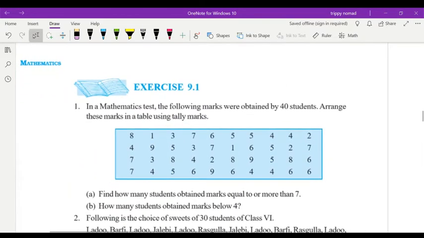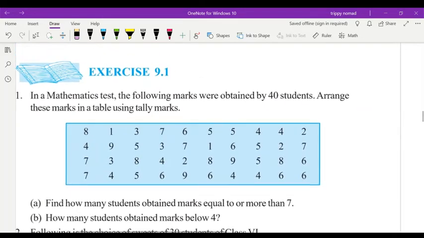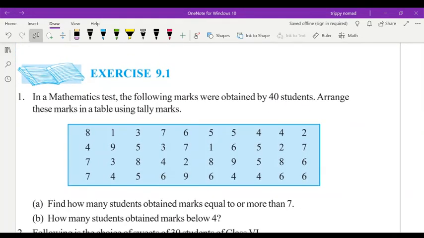Yes, this is exercise 9.1. In a mathematics test, the following marks were obtained by 40 students. Arrange these marks in a suitable table using tally marks, children. Just before this exercise I explained one example. Same way you will make the columns. Okay, in the first column you will write the smallest number first of all. Then the heading will come, marks obtained by the student.